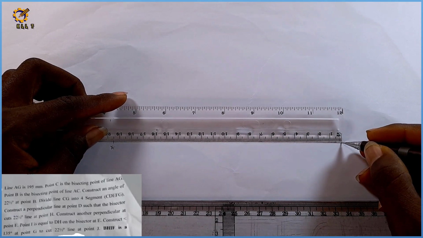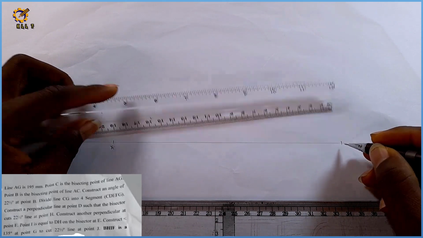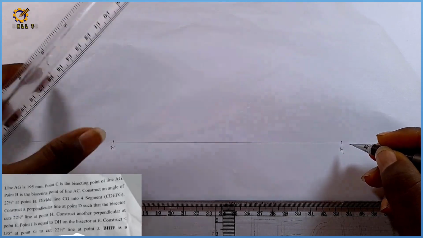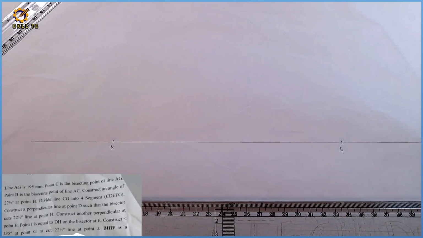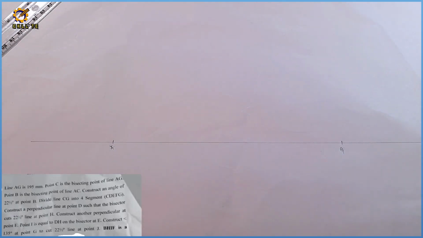I pick the measurement of 195, and that is my mark G. AG is 195 mm. Point C is the bisecting point of the line AG. The bisecting point of the line AG, that's point C. So what does that imply?